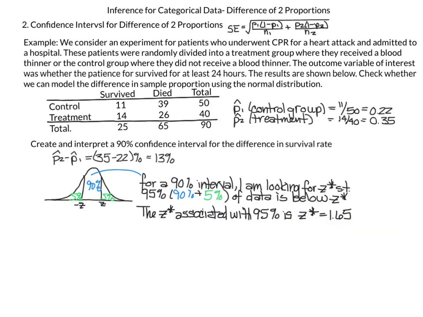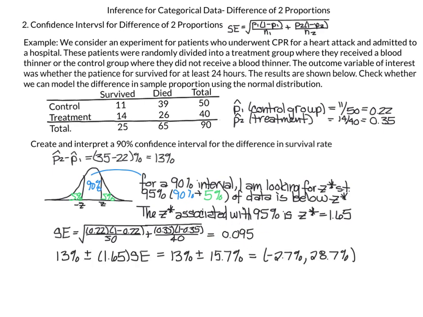Next, I want to calculate my standard error, and I have my formula for standard error up here. So let me use that. Standard error is equal to the square root of my 0.22 times 1 minus 0.22 over n1, which is 50, plus P2, which is 0.35, and 1 minus P2, which is 1 minus 0.35, over n2, which is 40. So I get a standard error of 0.095.